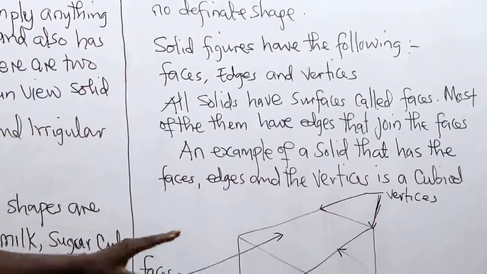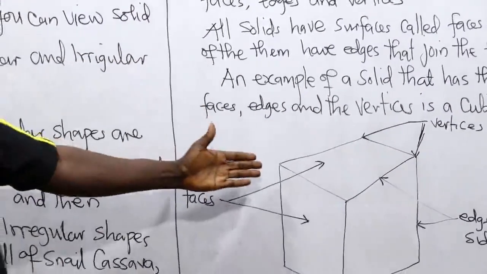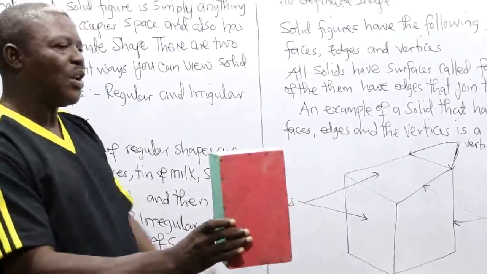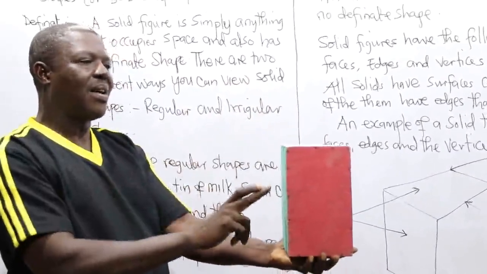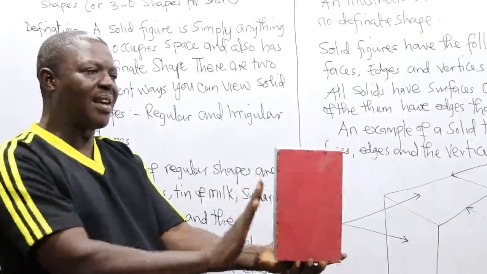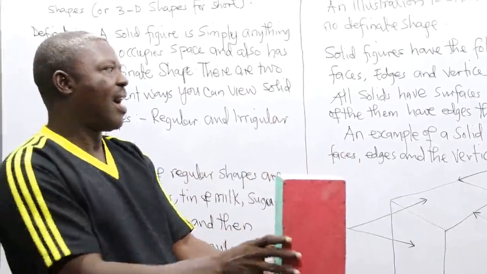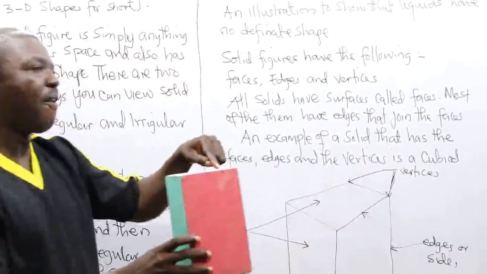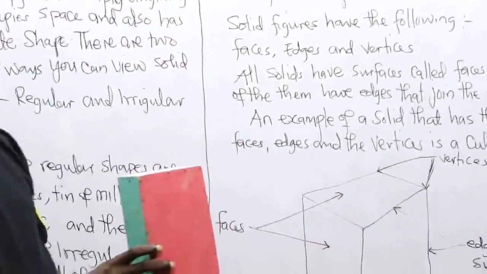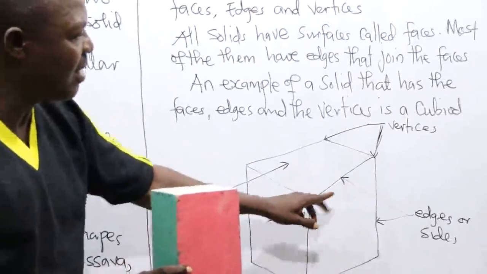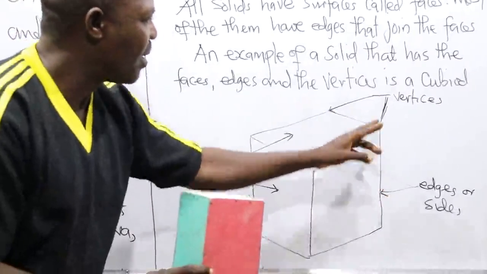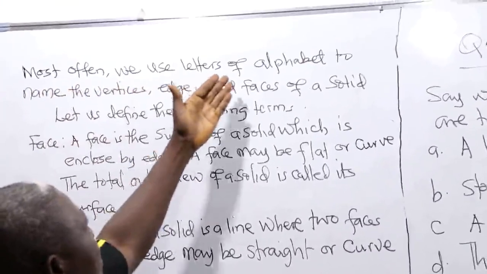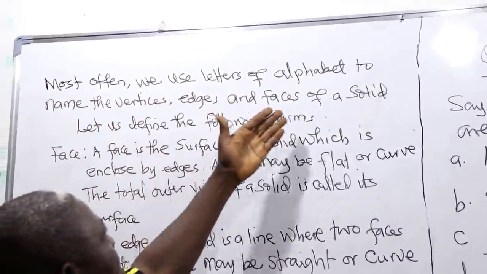So let's look at the faces using the cuboid. I have drawn it here, but I can equally use this to show. This shape of what I have drawn here is exactly this way. This surface here and this surface here are regarded as surfaces. And then the vertex, look at the vertex. They are angles that form part of the shape. And if you look at the edges carefully, you will see it's a line. So these lines are the ones that are referred to as the edges. Most often we use letters of the alphabet to name the vertices, edges, and faces of a solid.